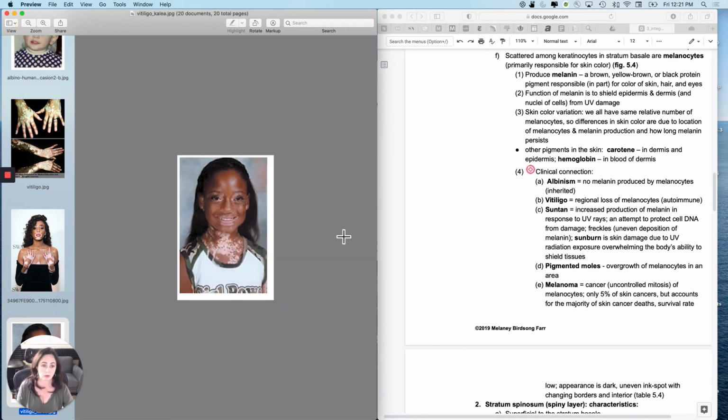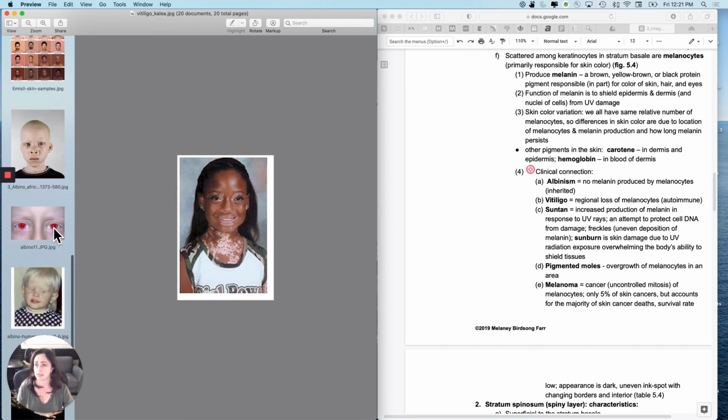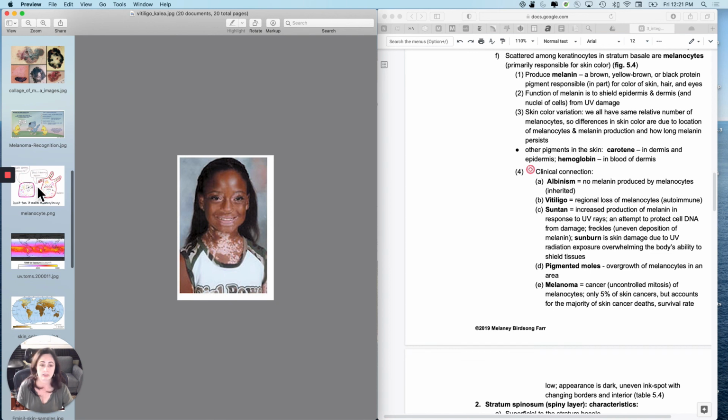Again, more noticeable in people with darker skin. Okay, so what's going on with a suntan? A suntan is your body's response to UV radiation.